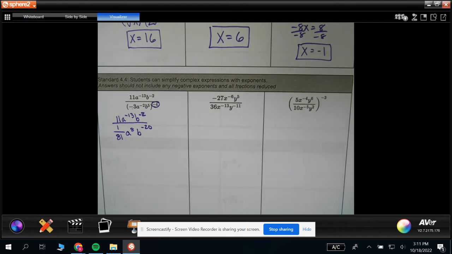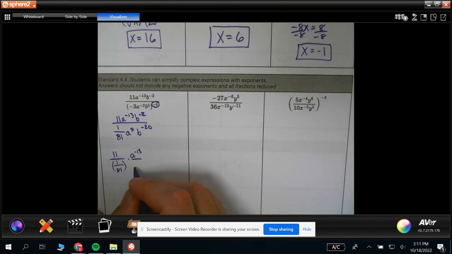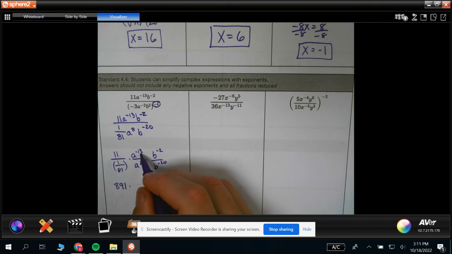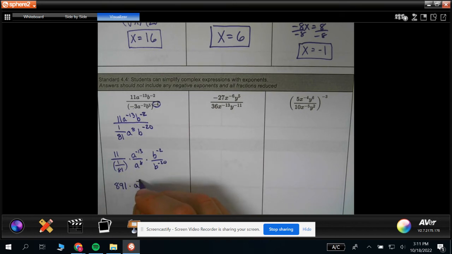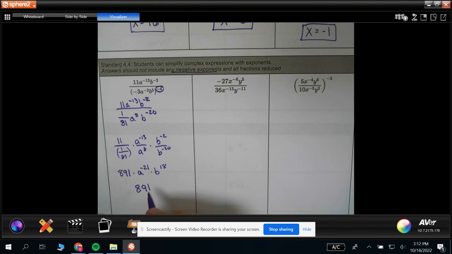Now here, go one at a time. What's going on here? I've got 11 divided by 1 over 81, times a to the negative 13 over a to the 8th, times b to the negative 2nd over b to the negative 20. Well, 11 divided by 1 over 81 is the same as 11 times 81. So that's going to become 891. Negative 13 minus 8 is a to the negative 21st. Negative 2 minus negative 20 is b to the 18th. Finally, only positive exponents, no negatives. So my final answer, the a to the negative 21, is going to move to the bottom of the fraction.